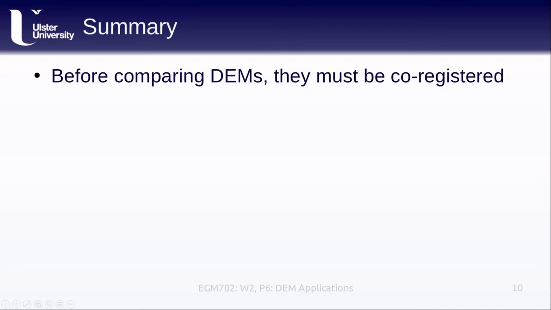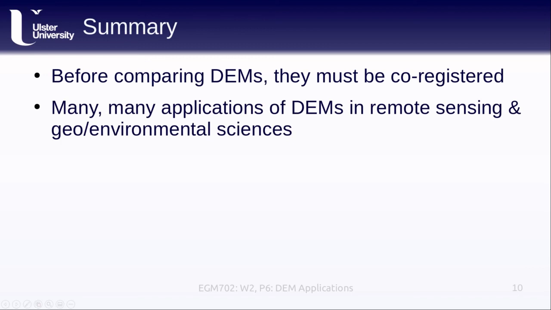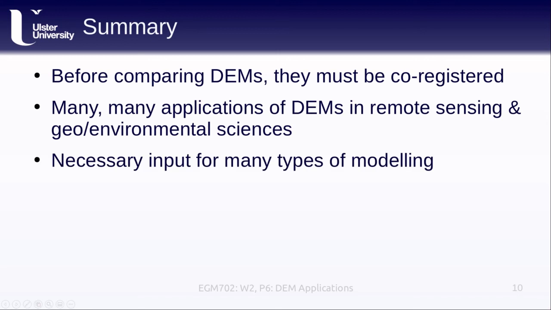To sum all of this up, before we compare DEMs, we need to make sure that they're co-registered. So we need to make sure that we remove any of the biases that might be present as a result of horizontal and vertical shifts between DEMs. There are lots of applications of DEMs in remote sensing, in geo and environmental sciences. I've covered a few of them in this lesson, but there are many, many more that you can look at.